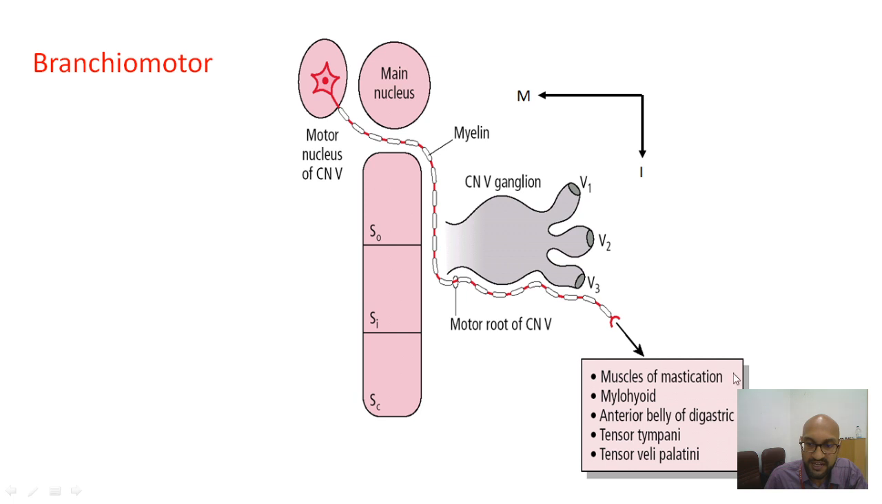are developed in the first arch, which includes the four muscles of mastication, that is temporalis, masseter, lateral pterygoid and medial pterygoid. And then it also supplies the other muscles that have developed from the first arch, that is mylohyoid, which you saw on the floor of the oral cavity. Then you have the anterior belly of digastric. This is again something that you saw yesterday in the dissection of the anterior triangle.